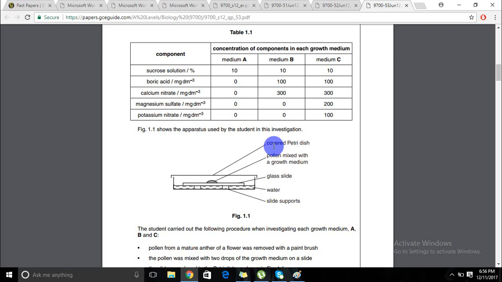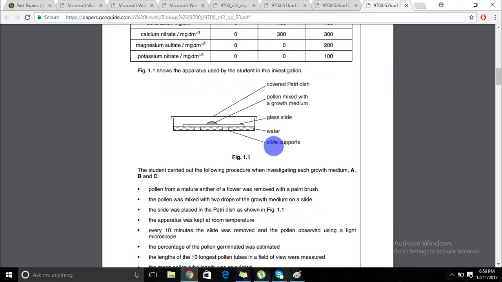And the student carried out the following procedure when investigating each growth medium A, B and C. If we have 3 different media, obviously we will be investigating all 3 of them. And what was the procedure followed? So pollen from a mature anther of a flower was removed with a paintbrush. It's simple, you just touch the anther with a paintbrush, some of the pollen will become dislodged from the anther and adhere to the paintbrush.